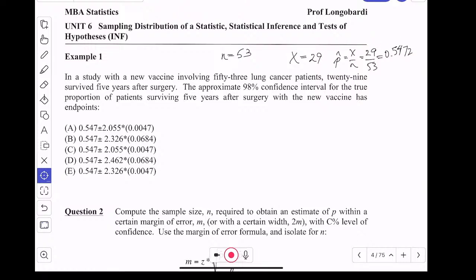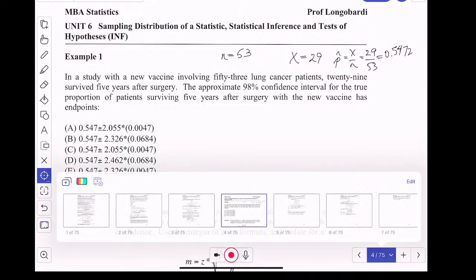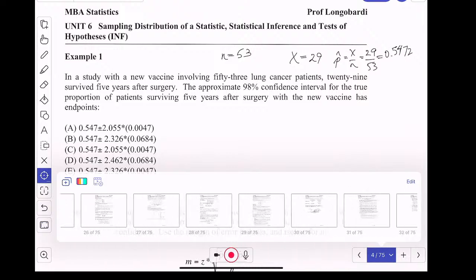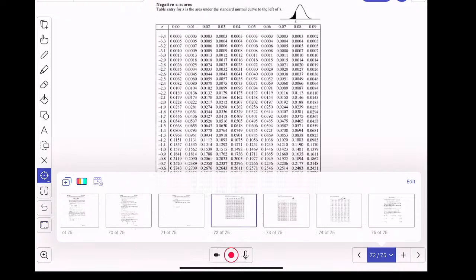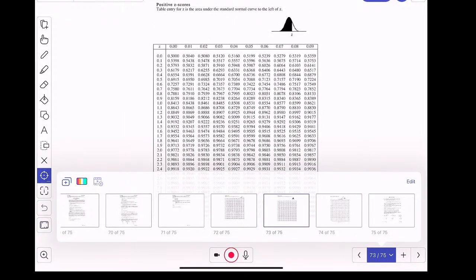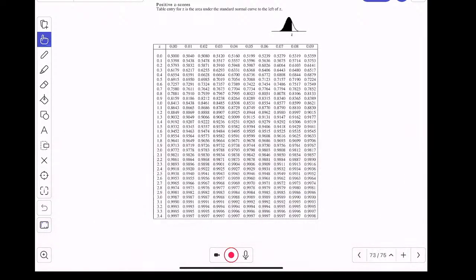However, that's not sufficient when I know something about p hat. What do I know about p hat? I know that p hat is just one of many I could have had. This was my sample, but from the population I could have had a different sample.